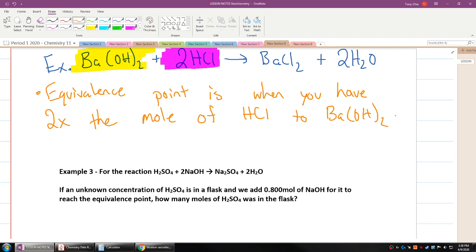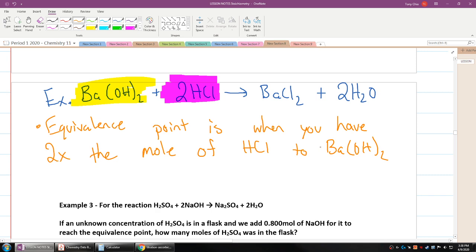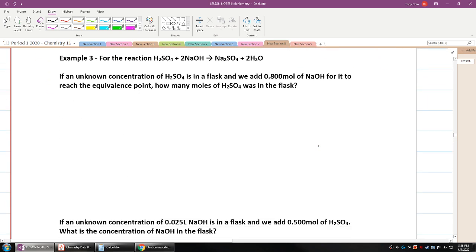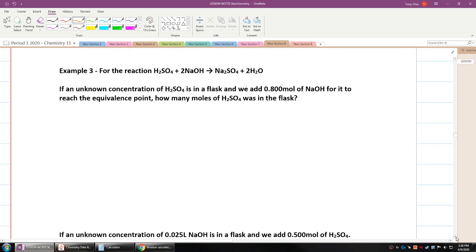So here's a big note though. Equivalence point is when the mole ratio is met, not their concentration. And we're going to look at that with a few examples. So let's try this first example of how this works.